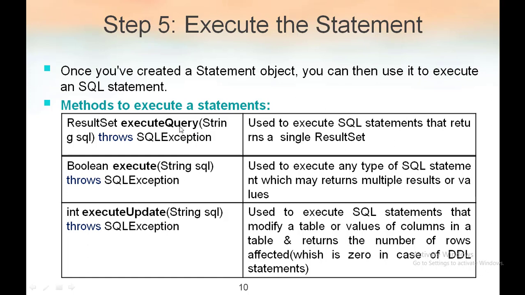Execute query method is used when we need to return a single result set. Execute method is used to execute any type of SQL statement which may return multiple results or values. Execute update method, String SQL means here we are passing an SQL query. Execute update method is used to execute SQL statements that modify a table or values of columns. This method returns the number of rows affected.